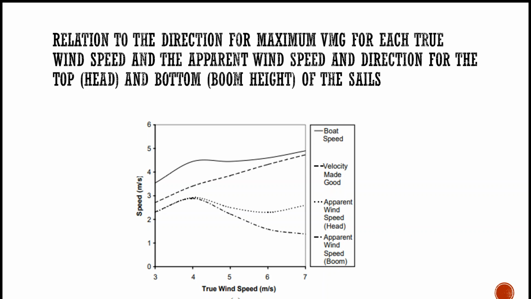Now, at the same time, the apparent wind speed stays fairly constant at the masthead but drops slightly at the boom height. The difference between the apparent wind at the top and the bottom of the sails is due to the combination of the reversed boat's velocity, which is the same in both cases, and the true wind velocity, which increases with height. This combination has an even more significant effect on the apparent wind angle, which will be illustrated in the next slide.